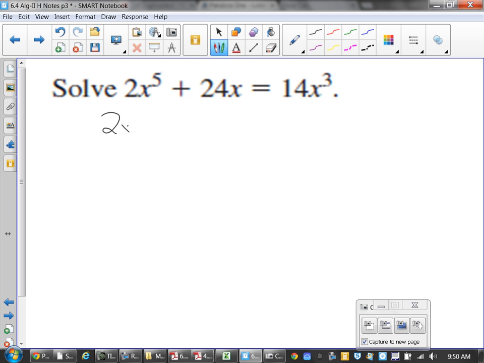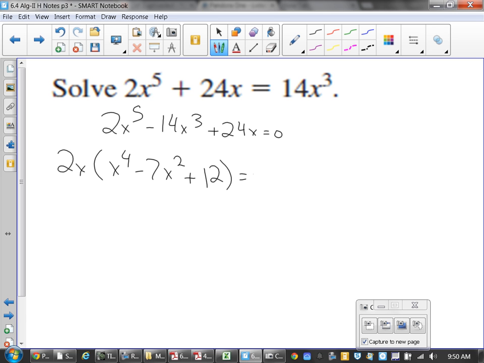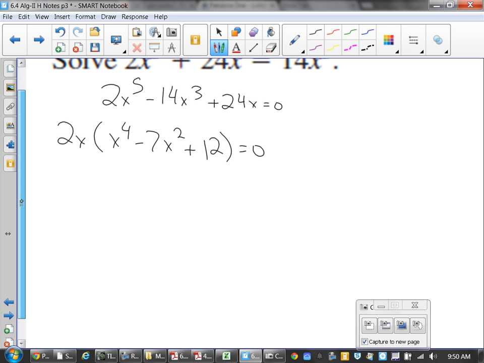Move stuff over. We have 2x to the 5th minus 14x cubed plus 24x equals 0. First rule is to go ahead and take care of your GCF, 2x. We're left with x to the 4th minus 7x squared plus 12 is 0. So what times what is positive 12, but you add together to get negative 7? Negative 3, negative 4. So we have 2x, x squared minus 4, times x squared minus 3 equals 0.